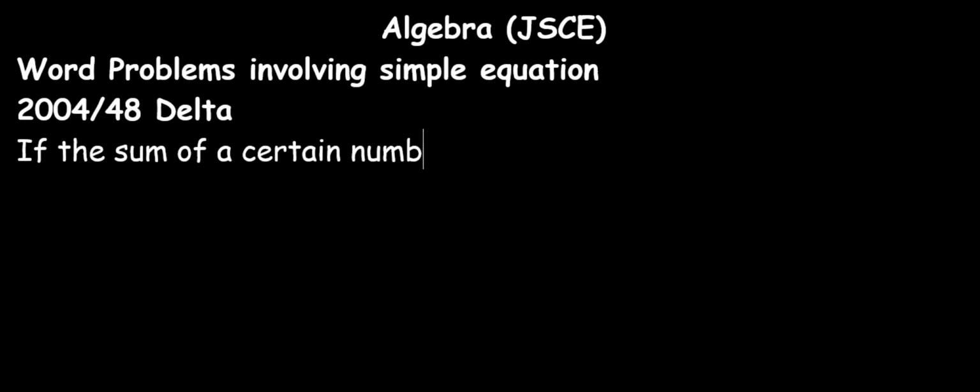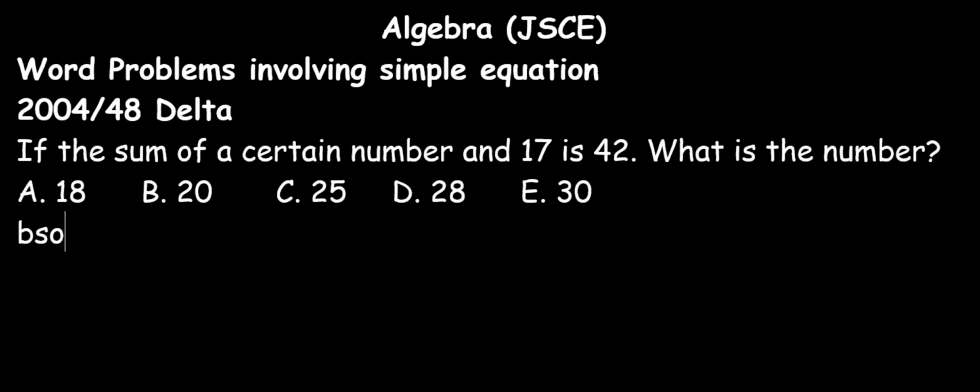Welcome everyone to our algebra series, the JSS aspect of it. Today we'll be taking the subtopic word problems involving simple equations. First, we take the example. If the sum of a certain number and 17 is 42, what is the number? The options are given. Solution.